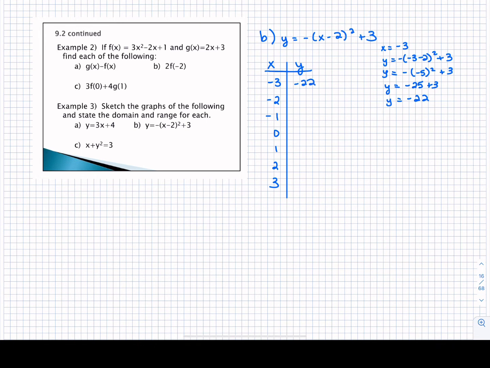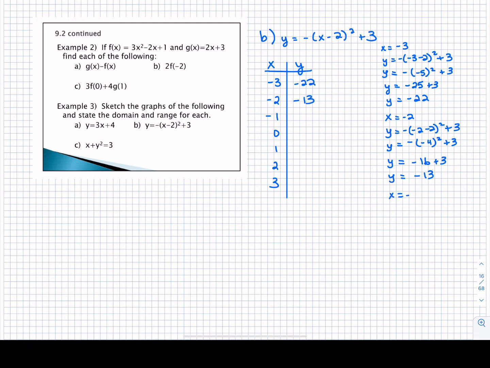Now that might be too extreme for us to graph, but it's good for us to have it in the table anyway. Next point, maybe x is -2. We'll see what happens here. So y is equal to negative, and then we've got (-2 minus 2) in brackets all squared plus 3. So again, this is just a little bit of arithmetic. -2 minus 2 is -4, all squared plus 3. So y will equal -16 plus 3. Again, you have to square before you distribute that negative. -16 plus 3 is just -13. So we've got a second point that is a little more reasonable.